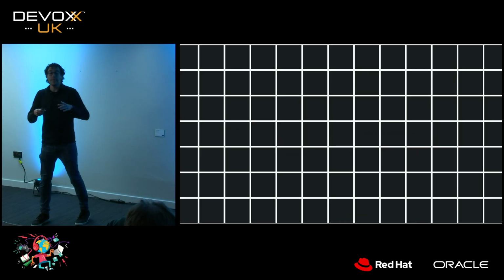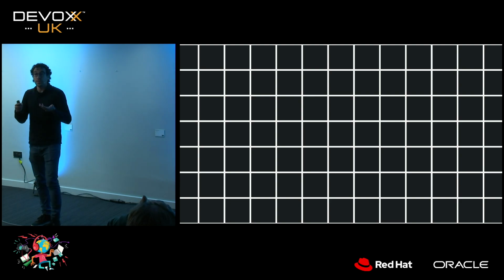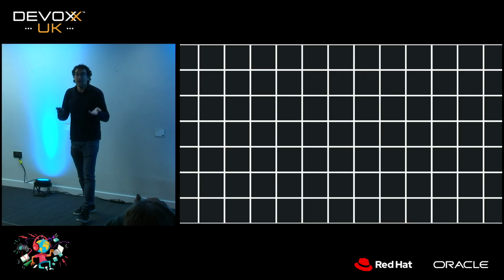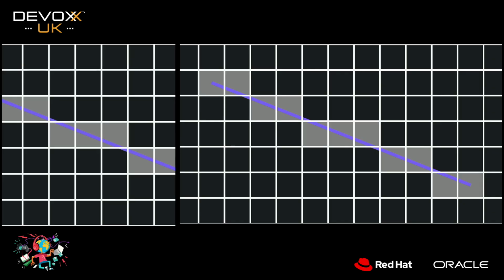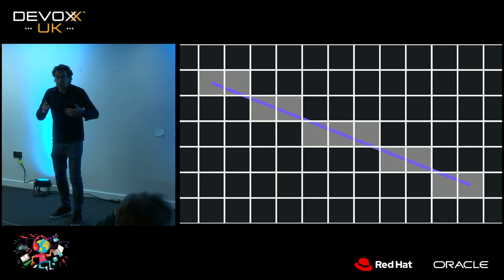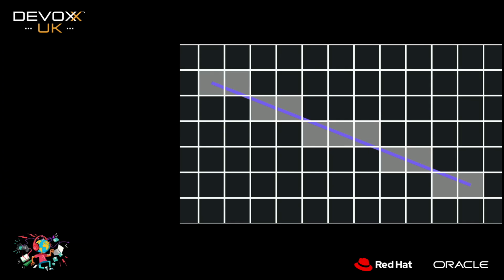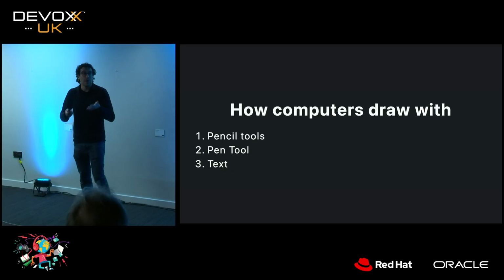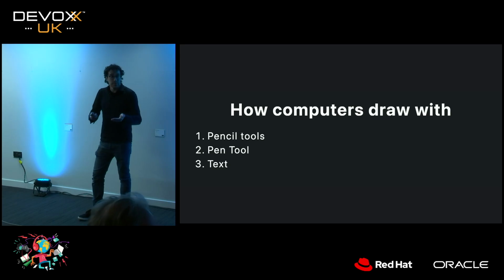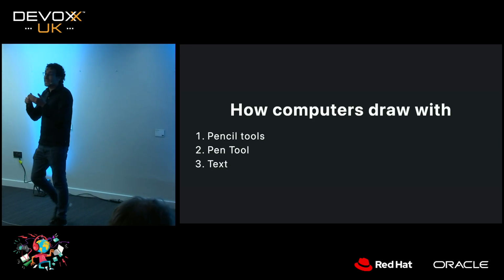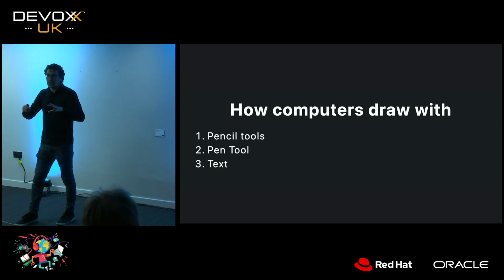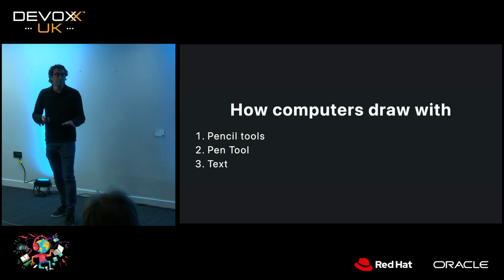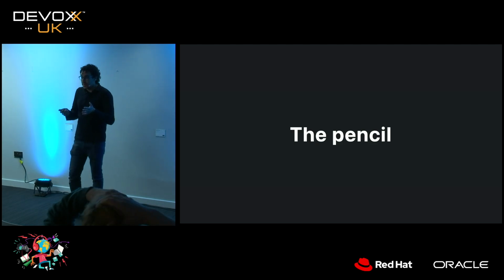But this is about how computers scribble, meaning if you want your computers to draw things, and all you have is a grid of pixels, and all you can do is draw lines. How do you go from that to some of the more modern things we have today? There's a lot we could cover, but we'll limit this to how computers draw with the pencil tool, the pen tool, and then drawing text. We could go about a million different things, but we have 15 minutes, so let's keep it nice and simple. We start with the pencil.